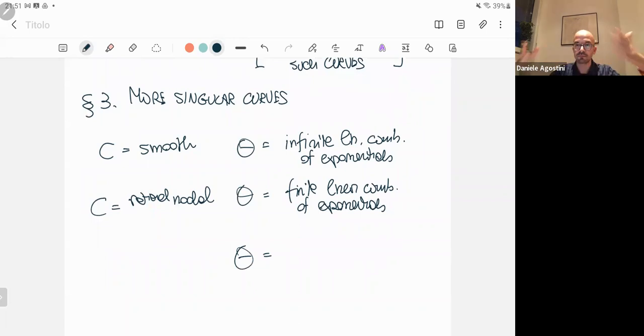And so what would be an even more simplified version of the theta function? Well, up to now, the theta function is simpler and simpler, but it's still analytic. So it's always an analytic function. To bring it to an even lower level of complexity, we could ask that this analyticity actually disappears and the theta function is just a polynomial. So no infinite power series anymore. And so the question is: is there a class of curves that are even more singular such that the theta function is actually polynomial?